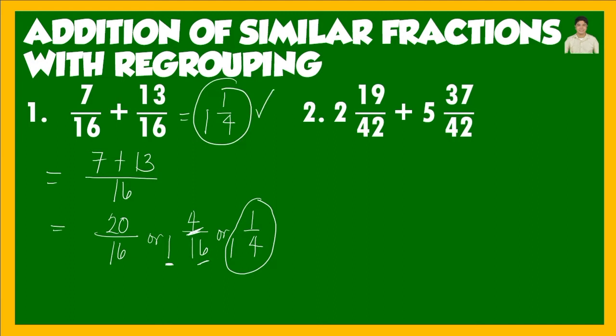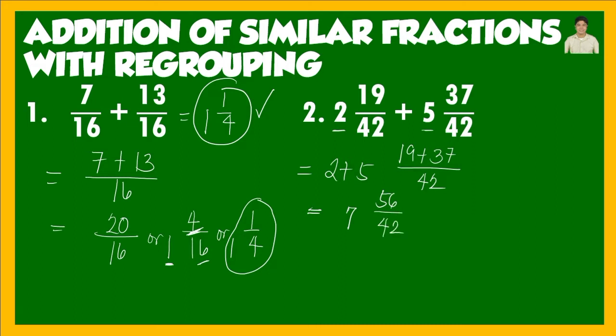Next, 2 and 19 over 42 plus 5 and 37 over 42. So dito, pareho silang mixed fractions, mixed numbers. So pwede natin silang pag-add. So 2 plus 5, ayan. And then, yung numerators. So 19 plus 37 over 42. So 2 plus 5, we have 7. And then 19 plus 37, we have 56 over 42.